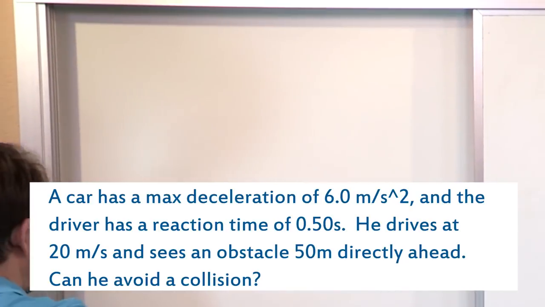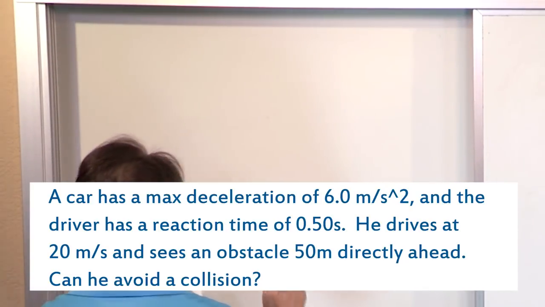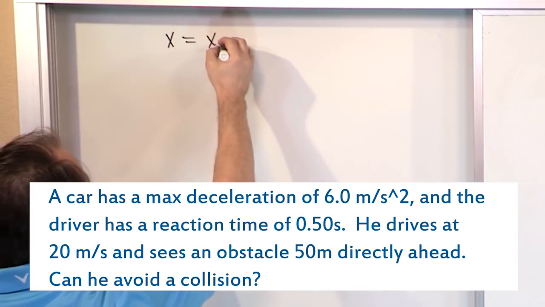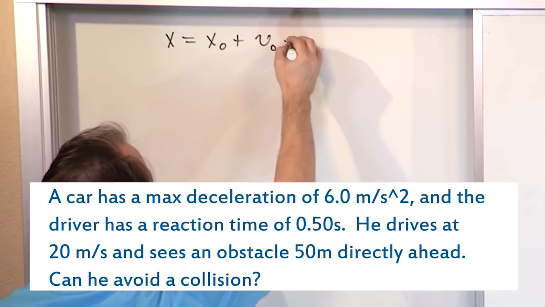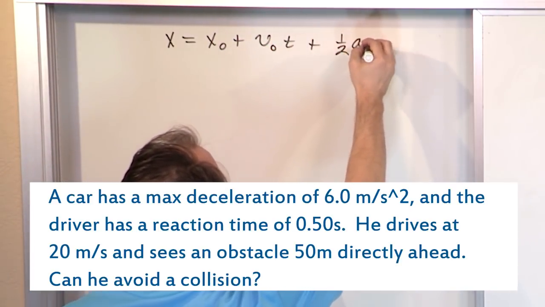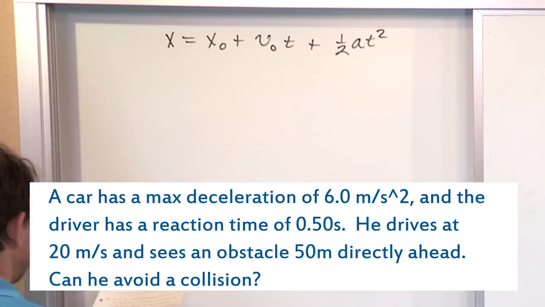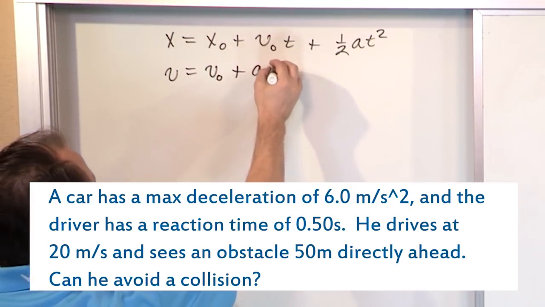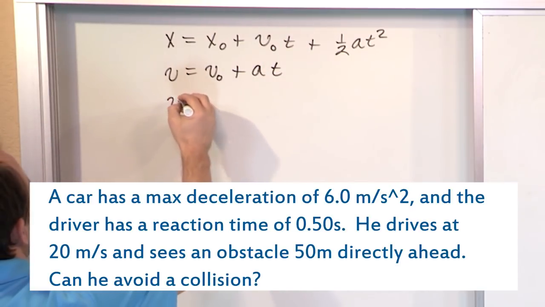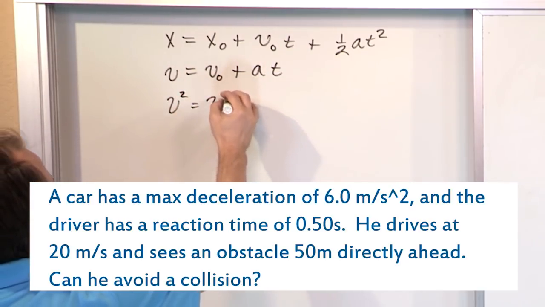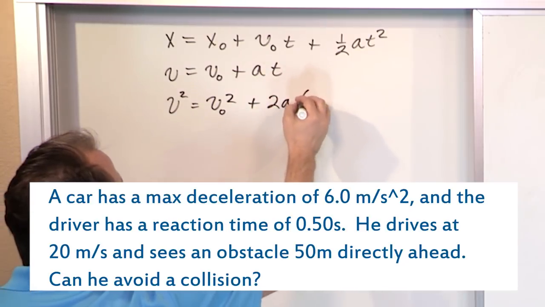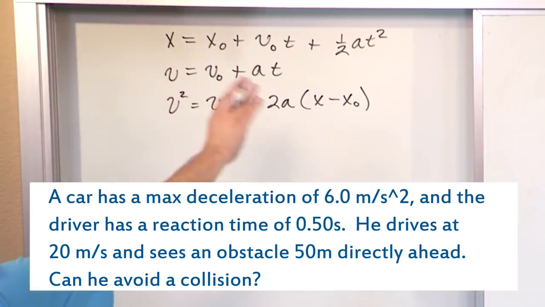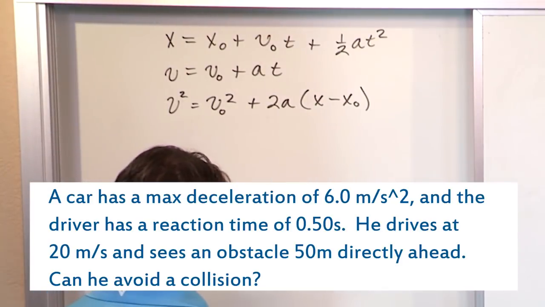So first thing I'm going to do is write these equations down again, because we're going to need them over and over again. So x is equal to x naught plus v naught t plus 1/2 a t squared. That's the first equation of motion. Next equation, v is equal to v naught plus at. Third equation of motion, v squared is v naught squared plus 2a, and then you have x minus x naught, which is your displacement, how far you traveled. I'll probably just leave these on the board forever.